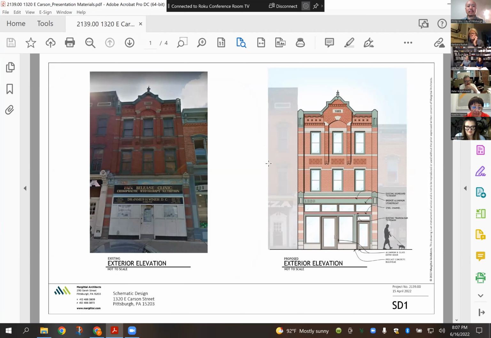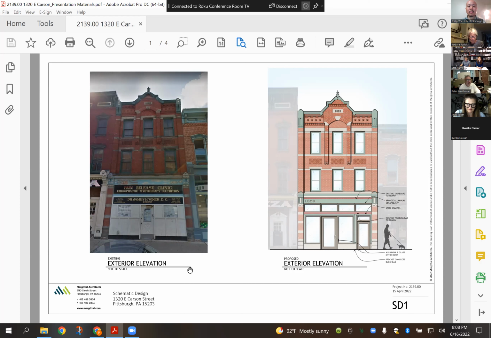So 1320 is a very, very typical late 19th century structure on East Carson Street. On the upper floors, second and third story, it's essentially historically pristine. It has all the original details, the masonry. I think they might even be the original windows. However, it's very clear that on the lower level, the storefront has been replaced. I'm not really even sure how to describe it, but it's not original in any way.